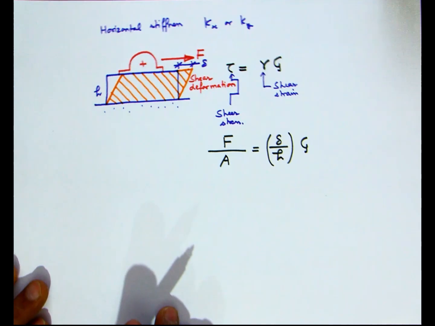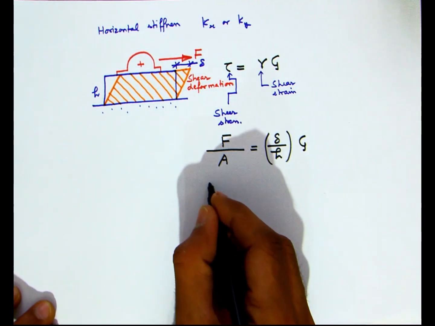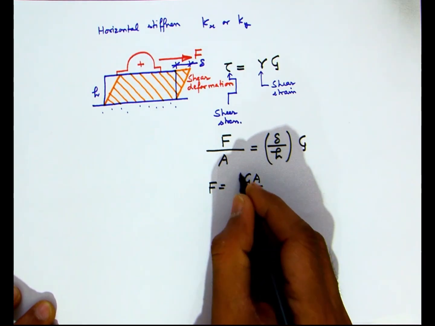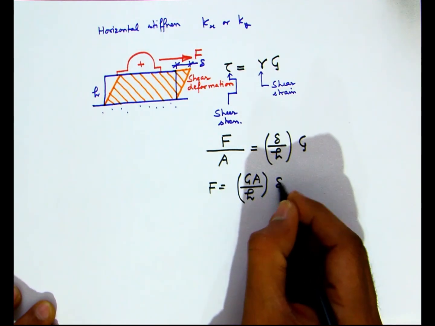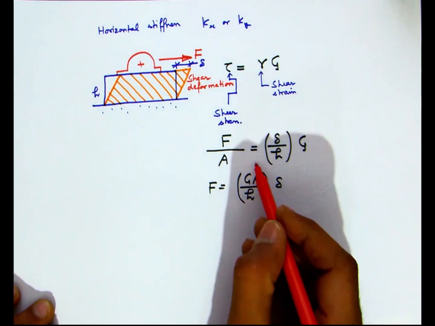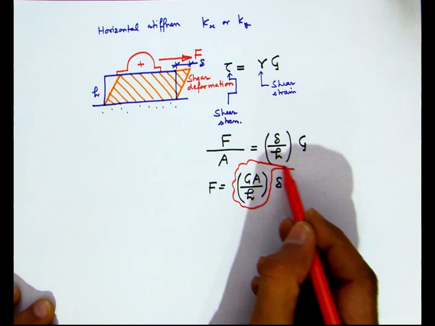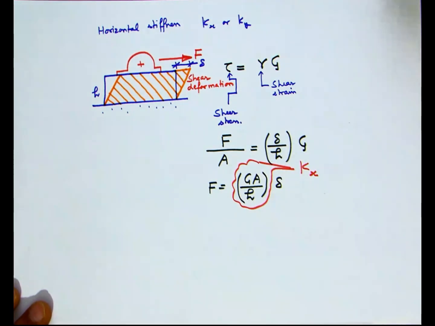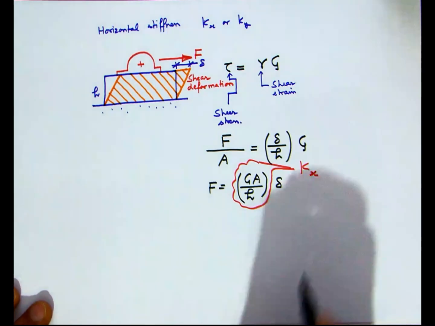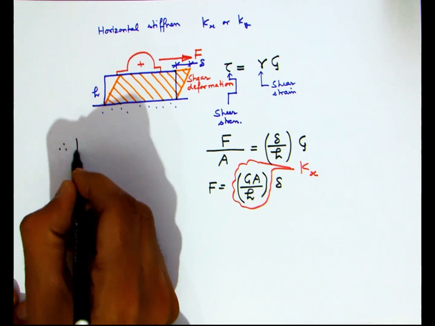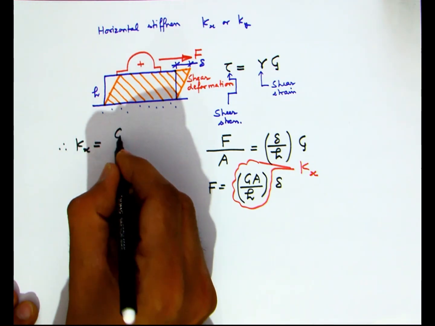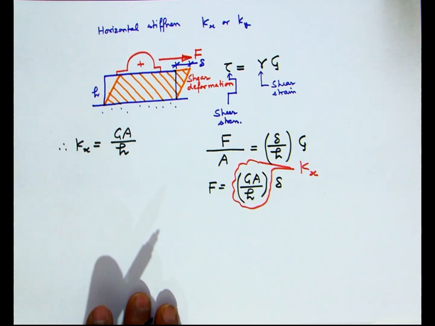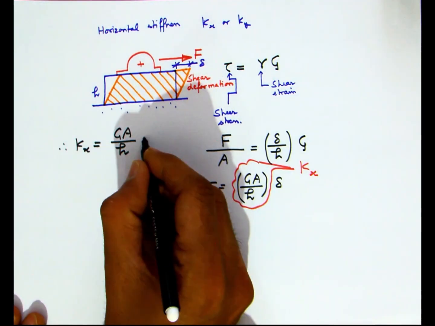horizontal displacement at the top relative to the bottom divided by the thickness of the pad, we can derive an expression for the horizontal stiffness Kx. Because the horizontal stiffness Kx basically relates the applied force with the horizontal displacement delta. Therefore, the expression for the horizontal stiffness Kx is GA by h, and the same expression holds true for the stiffness in the other direction, that is the y direction.